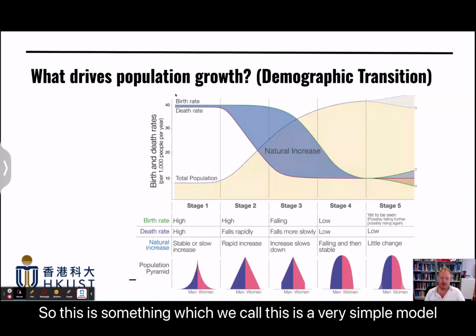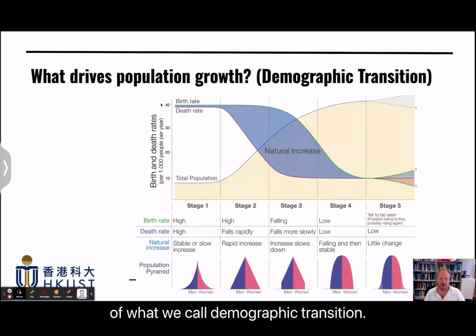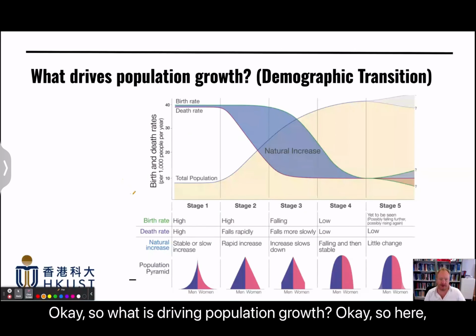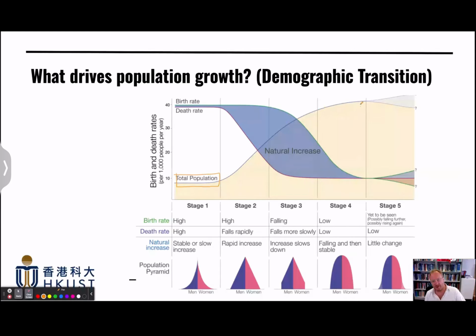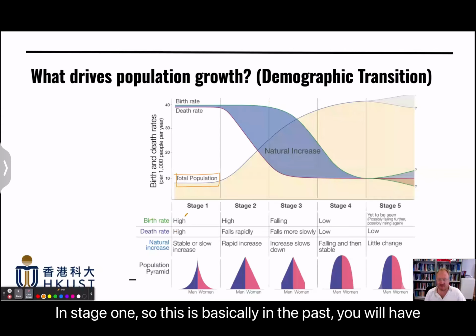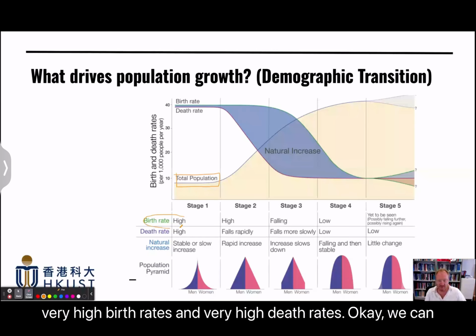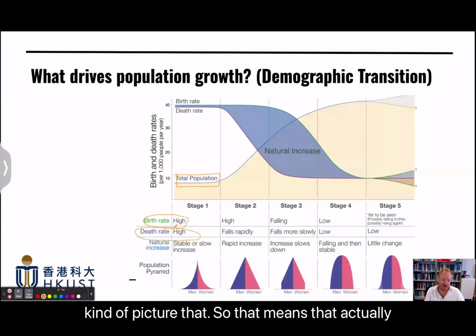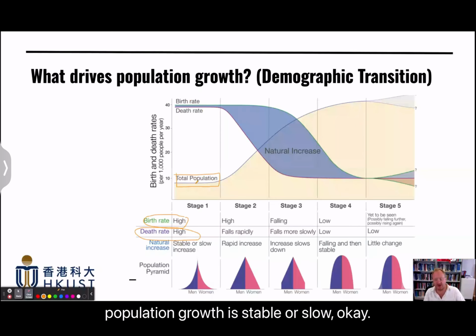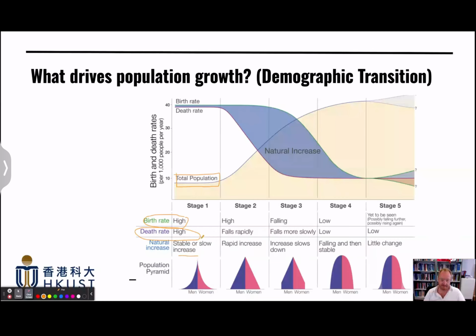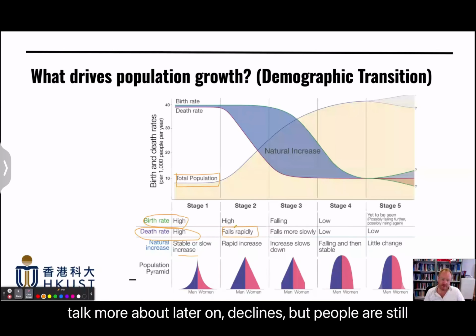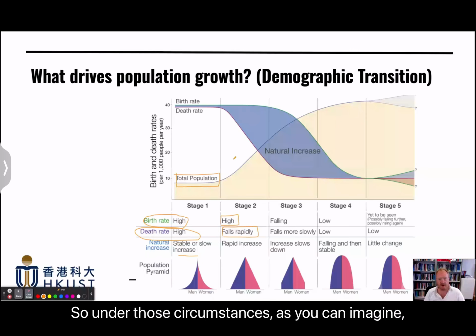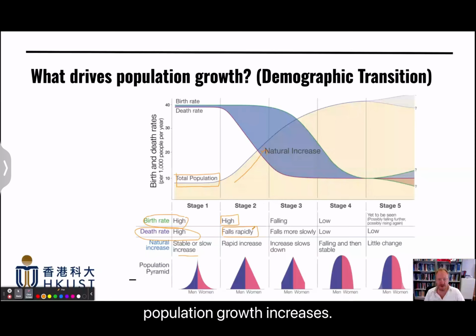But that's not the primary reason which is shaping these trends over time, and what we see is a multi-track world. This is a very simple model of what we call demographic transition. So what is driving population growth? This line here, total population, is a stylized picture of population growth. In stage 1, which is basically in the past, you would have very high birth rates and very high death rates. We can kind of picture that. So that means population growth is stable or slow. Then what tends to happen is the death rate, which we'll talk more about later on, declines, but people are still having a lot of children. Under those circumstances, as you can imagine, population growth increases.